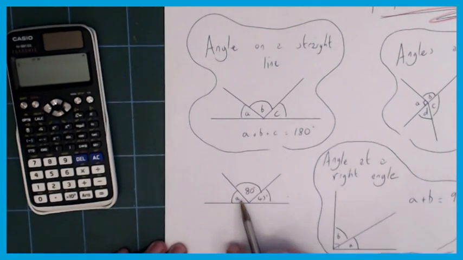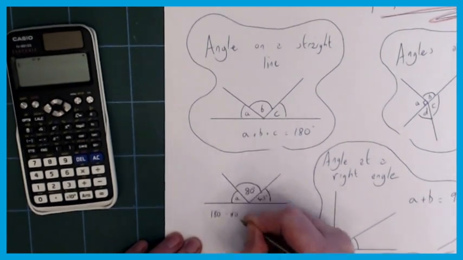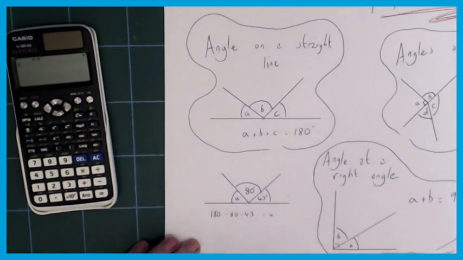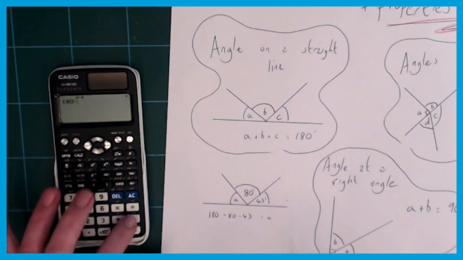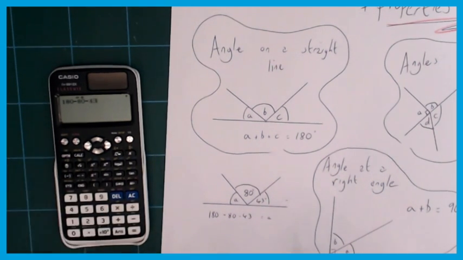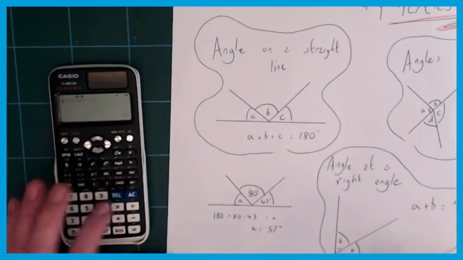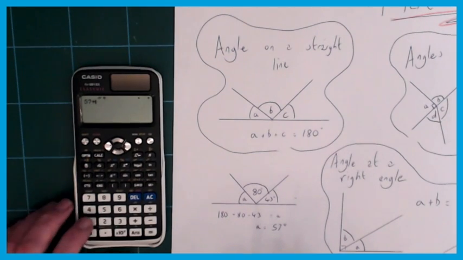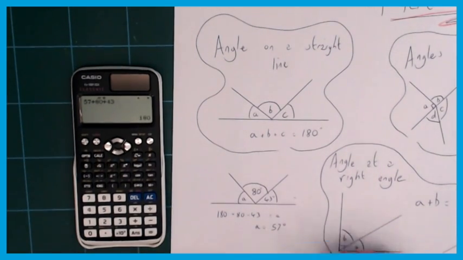Now we have to try and work out what angle A is, and we know that they all add up to 180, so the easiest way to do this is to do 180, take away 80, take away 43, and that will equal A, because A plus 80 plus 43 will be equal to 180. So we just rearrange the equation. So if we type in 180 minus 80 minus 43, that will give me 57 degrees. So A equals 57 degrees. You can do a final check just to make sure. You do 57 plus 80 plus 43, and it should add up to 180. So if you've got everything right, it's that double checking that's really important when you're doing your tests.